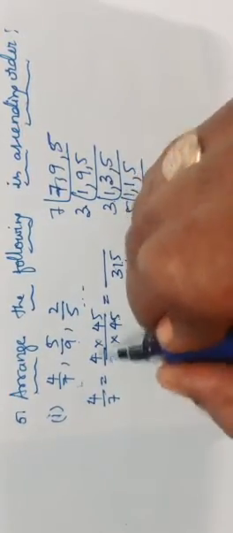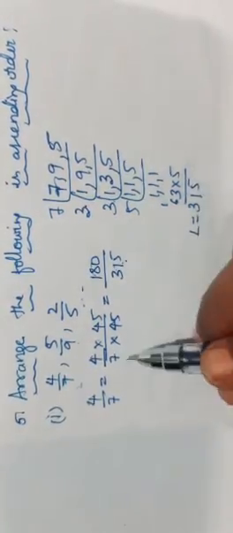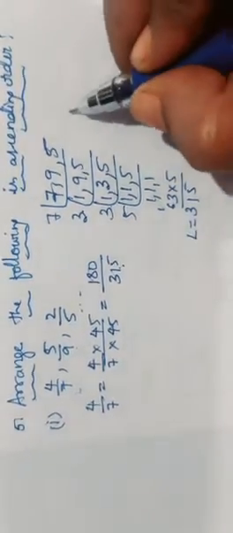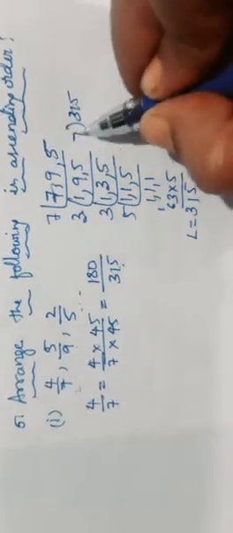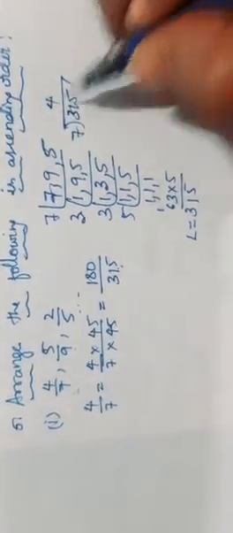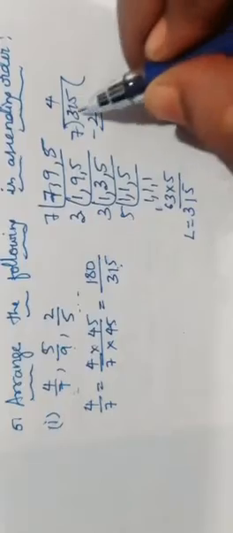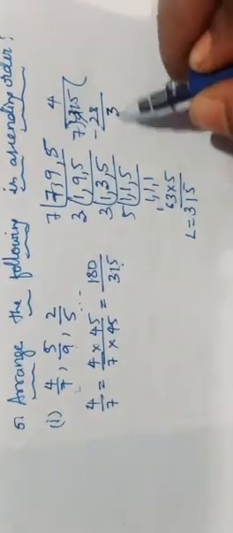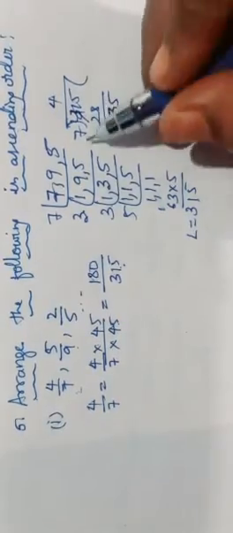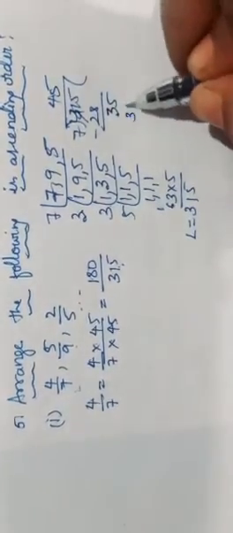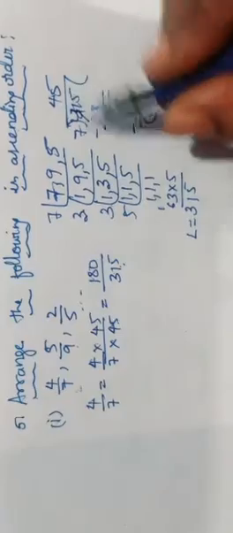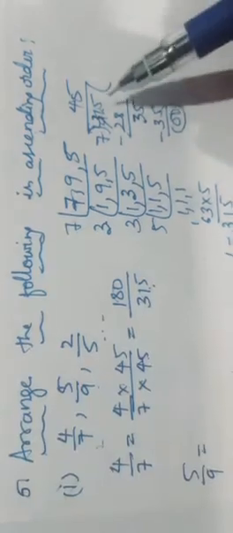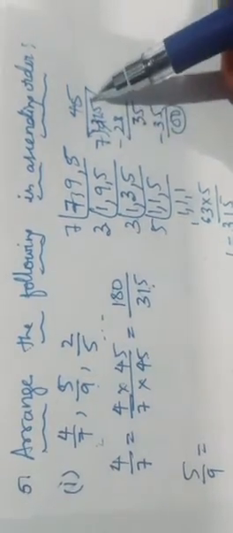So, 4 times 45 is 180. You can divide 315 by 7, children, in the rough column. 315 by 7: 7 4s are 28. 31 minus 28 is 3. 5 down you will take. 7 5s are 35. Therefore, 315 divided by 7 is 45.